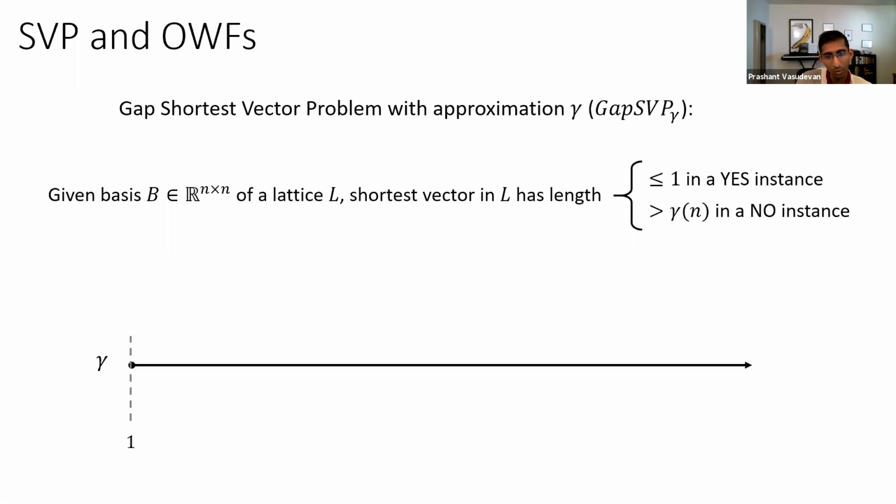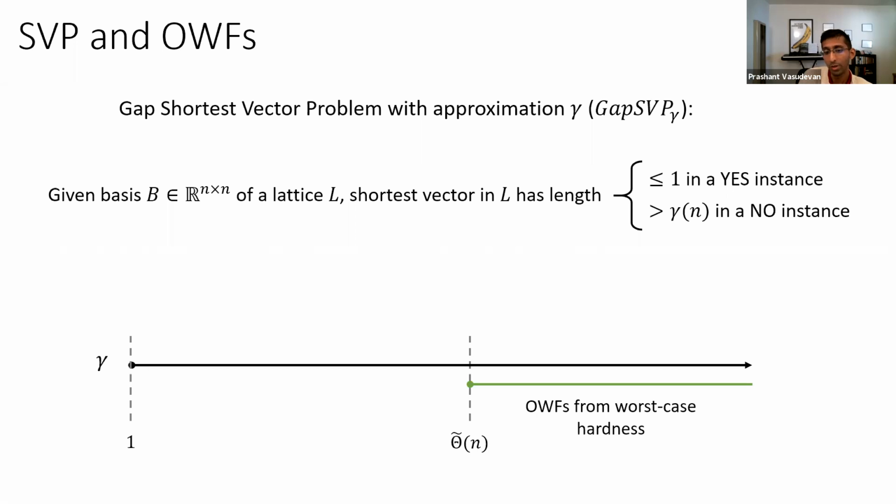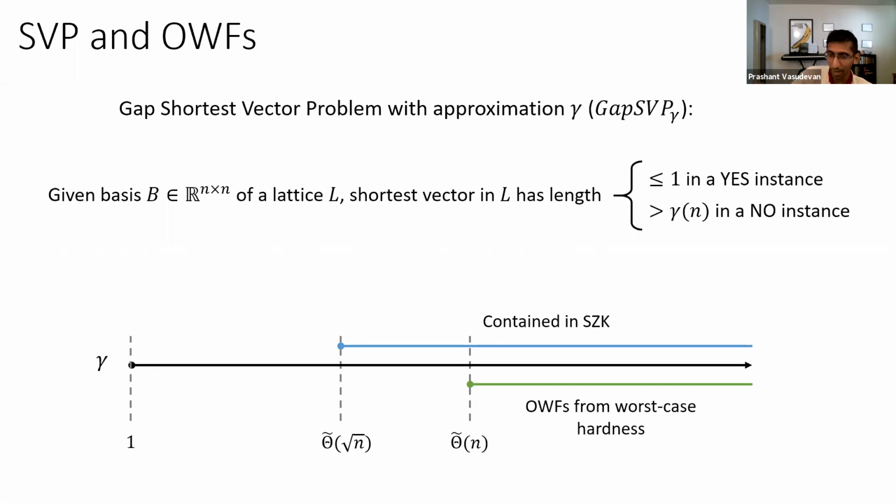In particular, we know how to get one-way functions in a certain regime of this gamma. You take the different possible values of gamma. If you start with an approximation factor of more than something like n log n, then from the worst case hardness of gap SVP with this gamma, we know how to get one-way functions. We also know that if you start with approximation factors larger than square root n, these problems are contained in SZK, due to work by Goldreich and Goldwasser from a long time ago. In between these, we do not know. We know that if you start from average case hardness, you can get one-way functions simply because they're contained in SZK. But from worst case hardness, we do not know any crypto.